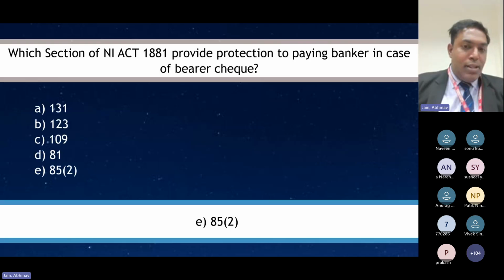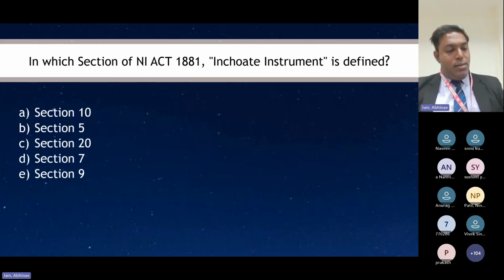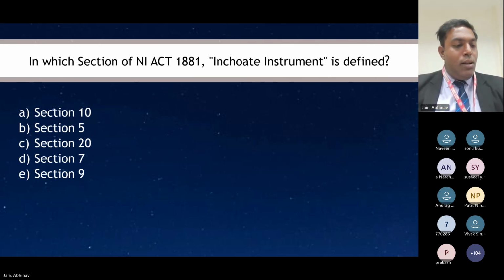Okay, let us move to the next question. I again request all of you to respond. Still many are not responding. Okay, I'll proceed. Now, which section of NI Act 1881 defines an inchoate instrument? Which section of NI Act? Now I'll wait for all to respond. Still many are to respond. Please do respond. Which section defines an inchoate instrument?